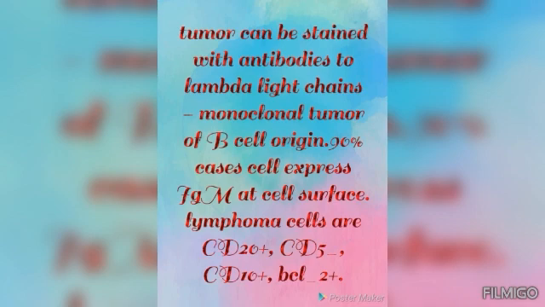The tumor can be stained with antibodies to lambda light chains, as it is a monoclonal tumor of B cell origin. In 90% of cases, cells express immunoglobulin M at the cell surface. Lymphoma cells are CD20 positive, CD5 negative, CD10 positive and BCL2 negative. These are the features of the lymphoma cells in this type of tumor.